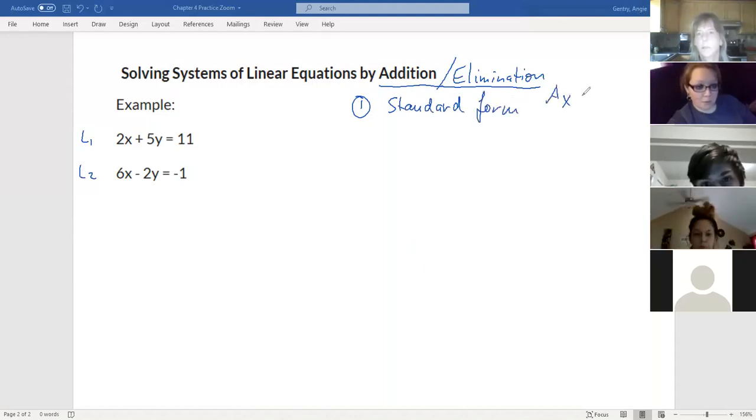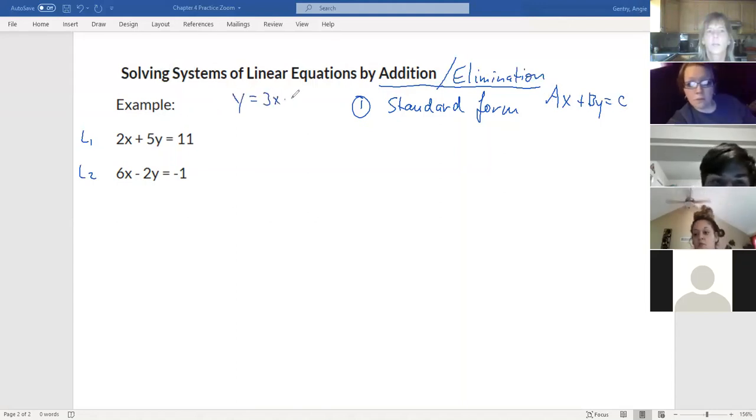is that I don't care in this case if my leader is negative, but if you had a line that said y is 3x minus 8, you would have to make this standard first, moving that 3x over. So these are already in standard form, so you don't have to do that step 1.